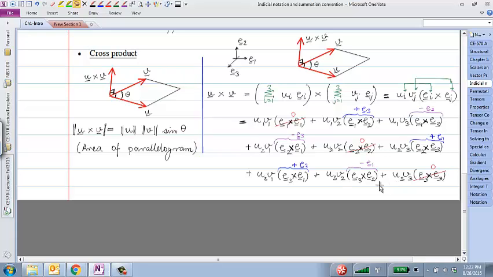in a much more compact way, but it looks like I've run out of time here. So let's stop here. I'll complete this next time on Monday.